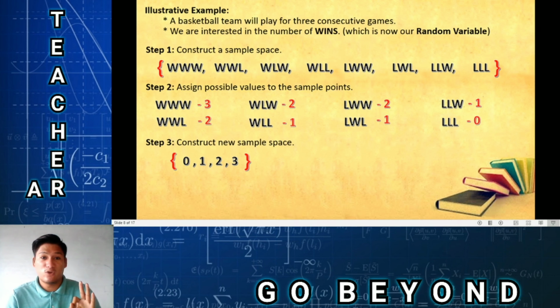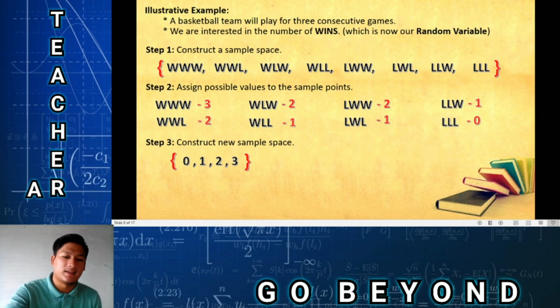And of course, it could be that after the 3 consecutive games, you win all the games. So you have 3. So our new sample space, again, we have 0, 1, 2, 3. Why? Because it is possible that after playing the 3 consecutive games, we could have 0 wins, and we could have 1 win, and we could have 2 wins, and we could have 3 wins. That is step 3.